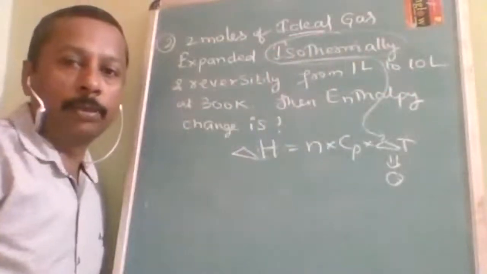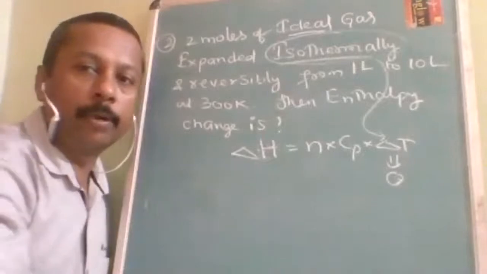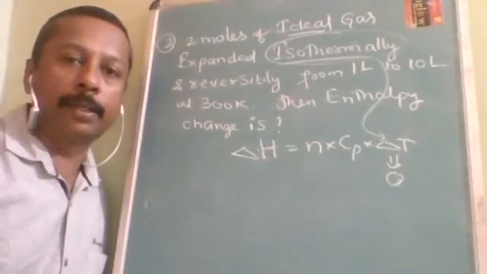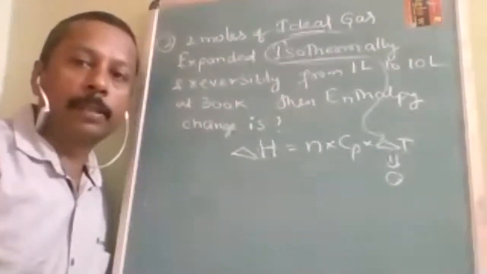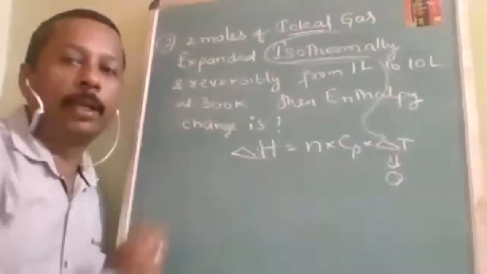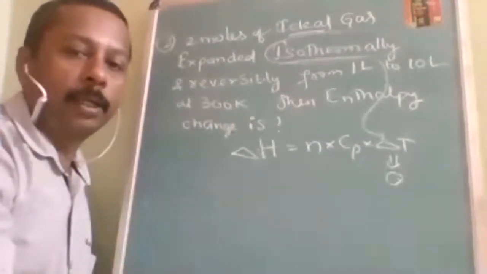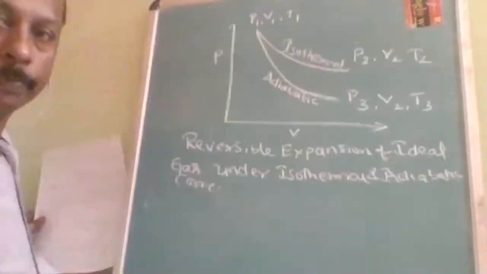So what is the keyword here? Isothermally. Isothermal means a process which is carried out at constant temperature. Once a process is carried out at constant temperature, change in temperature is 0. Therefore, delta H will be 0. Is it understood? Okay. Now let us see the next question.